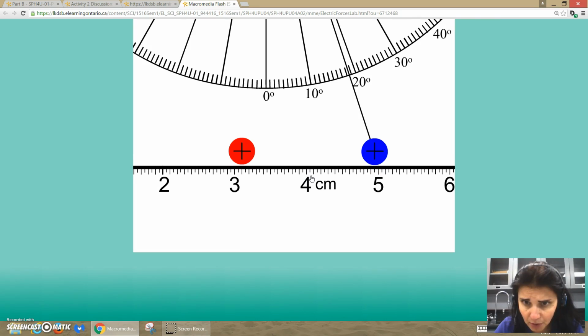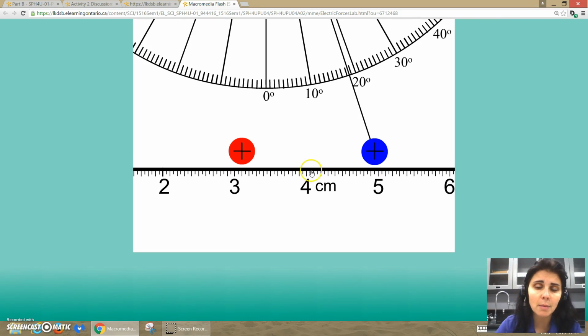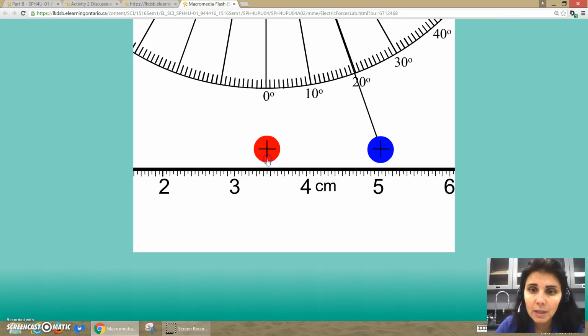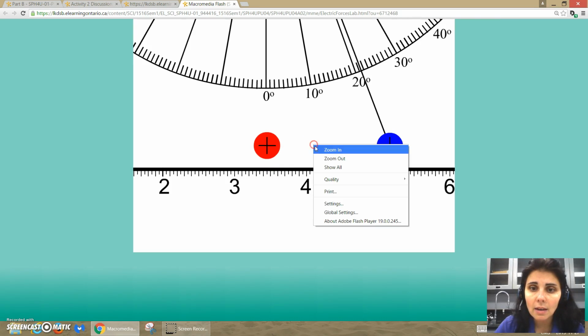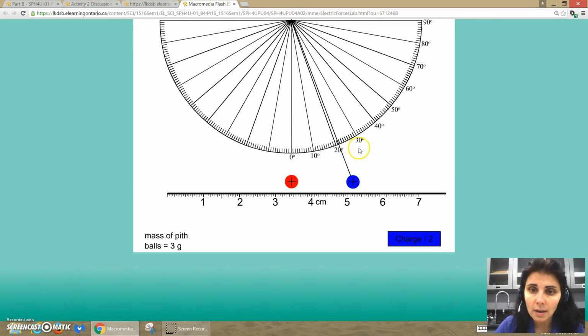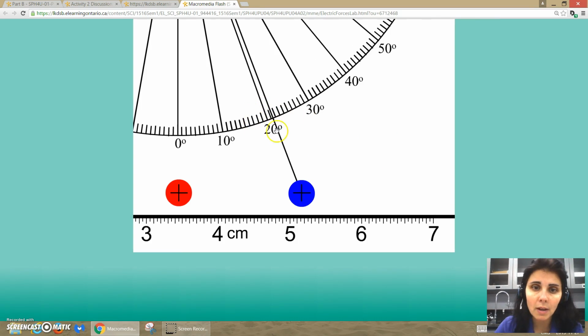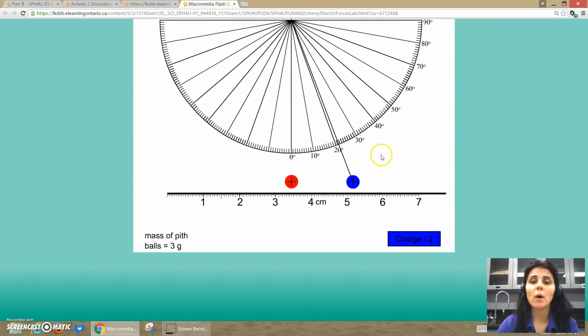I think we can see that the center of the blue ball is located at 4.95 centimeters. If you subtract 1.5 centimeters from that value, you would get 3.45 centimeters. So you would bring the red charge over to 3.45, about right here. Release, and then you're able to zoom out and see that the blue pith ball has moved one more time. You can zoom in and then record your new angle measurement from the protractor. So that would be one iteration.